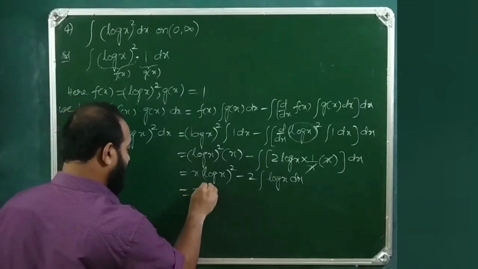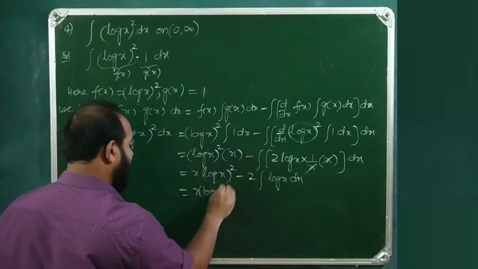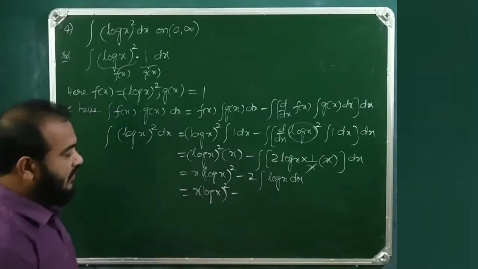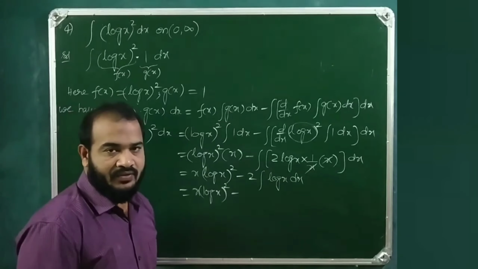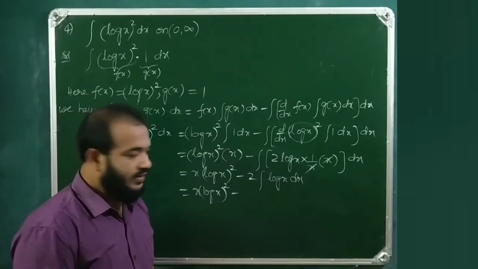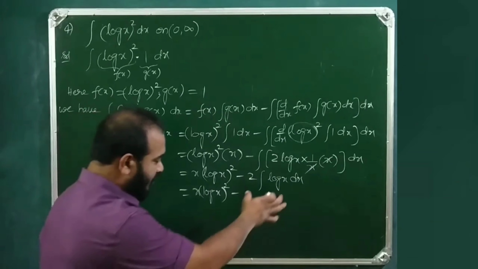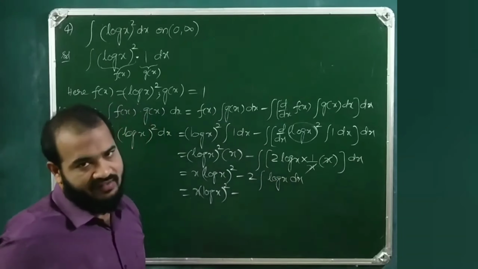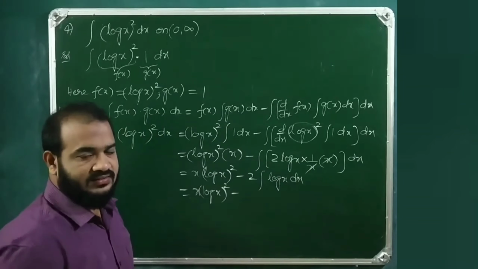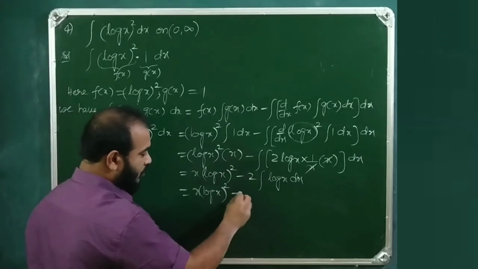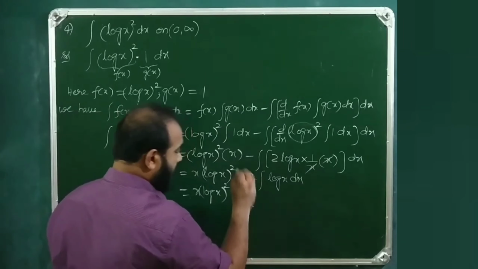So this is equal to x log x whole square. We have seen the integral of log x dx yesterday. That is x log x minus x. We have taken this particular one as an example and derived it in the previous class also. But if you want, I will do it for you. 2 into.